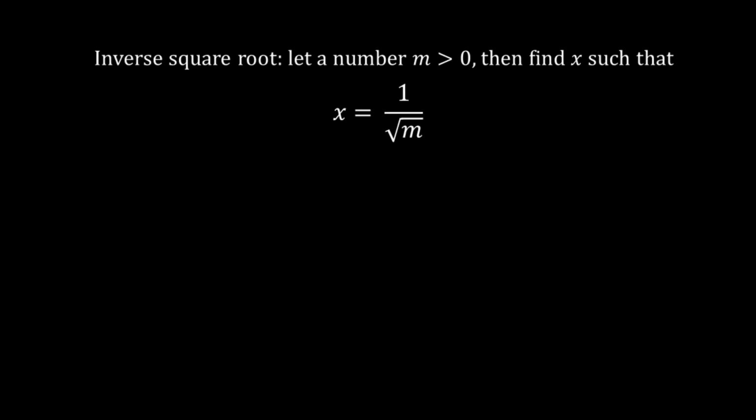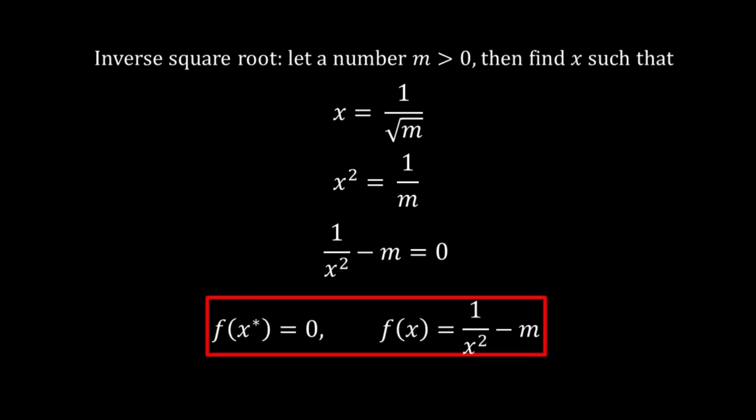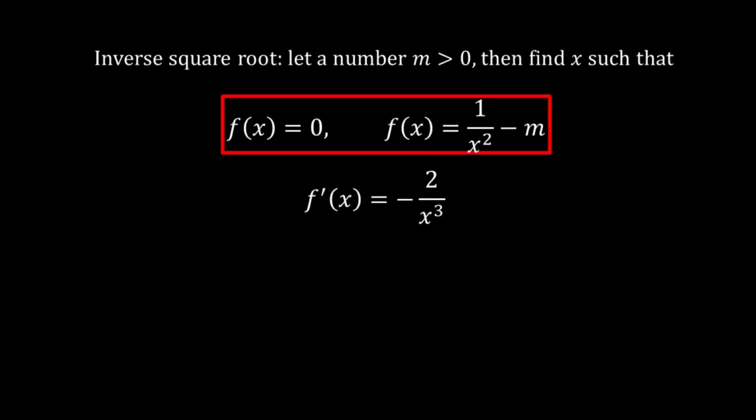But what does this have to do with the inverse of the square root? Suppose we want to find x, which is the inverse of the square root of m. Then, after some algebra, we can arrive at this expression, which does not involve any square root and is of the form of the problem we were talking about before. Now, we can apply Newton-Raphson to find the inverse of the square root as follows.